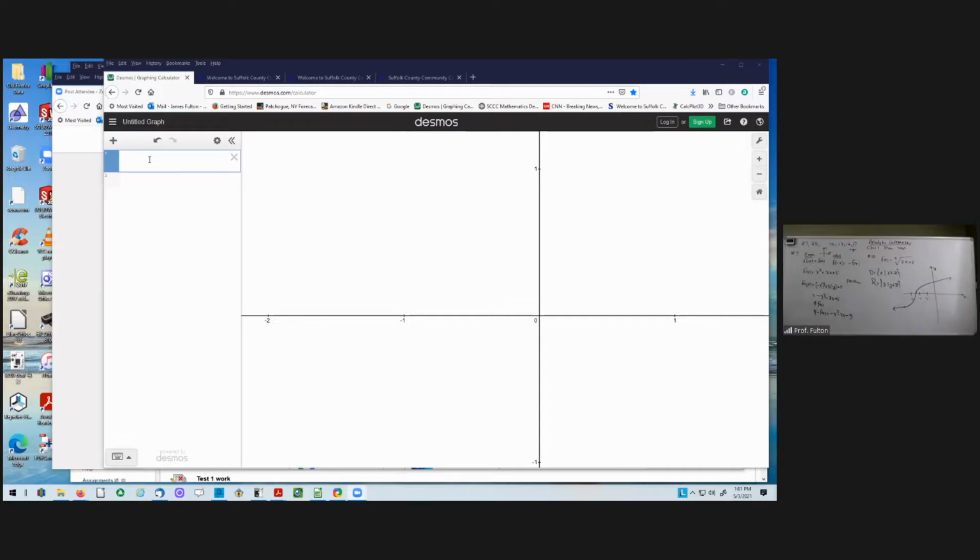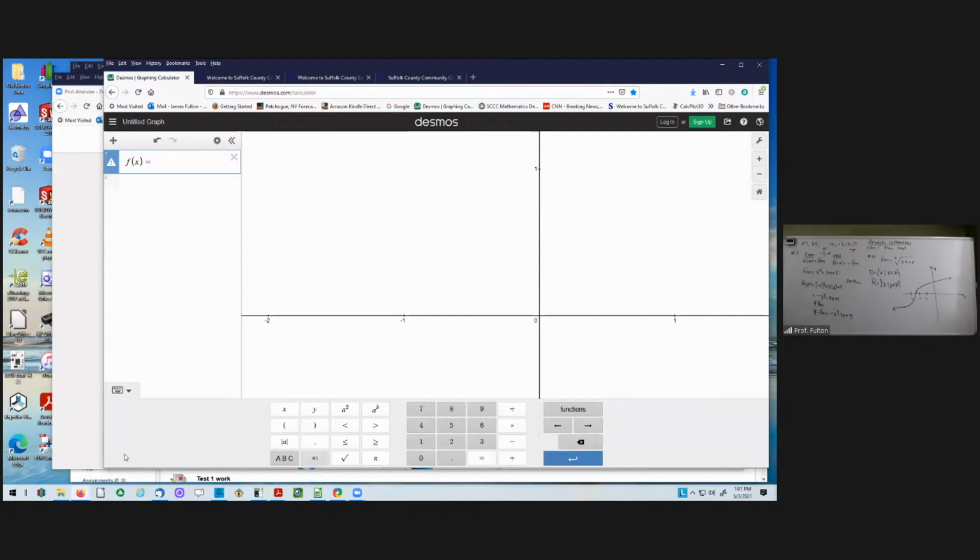And essentially just graph f of x is equal to... you can either take it to the 1/3 power, or you can use a radical symbol. Let's go to the functions here. They have the basic square root, but we want something a little more complicated. So let's take a look at the miscellaneous ones.